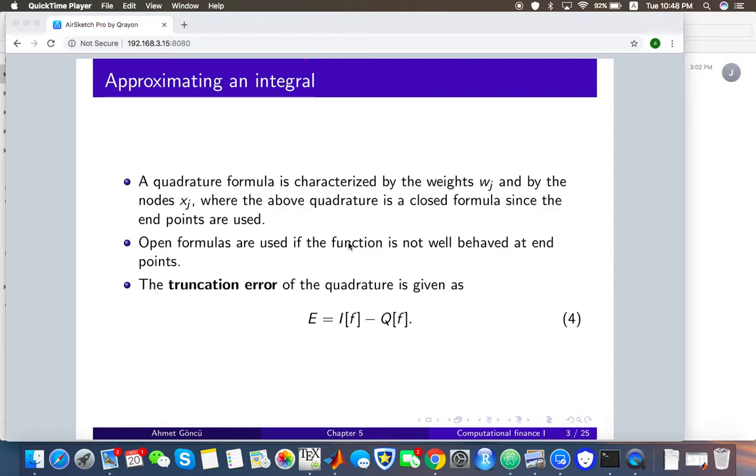So you can see that the key here is to obtain these weights wj's and the nodes xj's. And once we have that, we have a quadrature formula, which is denoted here by this Q of f. So this is an approximation of the integral I of f. So the difference here gives us the truncation error from the quadrature formula.